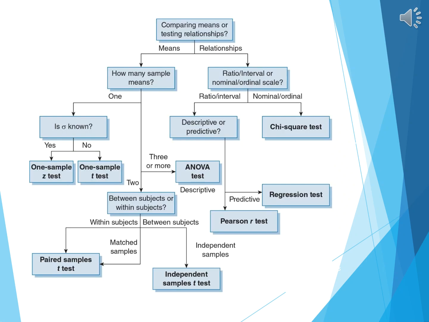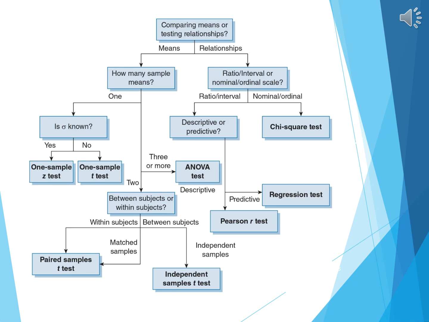Here's a handy flow chart. You can see that the very top of this is asking whether we're comparing means or we're testing for relationships. The right side of the flow chart is about mostly Pearson's r, which is correlations, and regression tests, and it also has a chi-square, which we're not going to talk about in this class. But all of the left side of this flow chart is based around comparing means, which is a huge part of statistics.